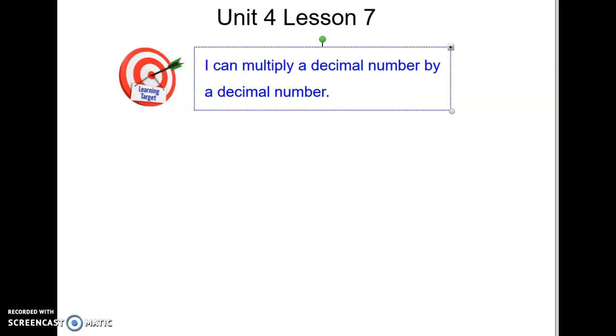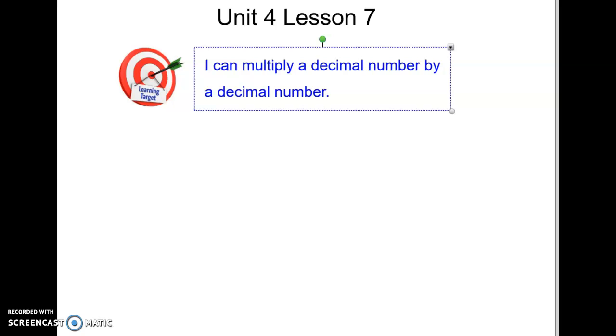We are going to do Unit 4, Lesson 7, and our learning target today is I can multiply a decimal number by a decimal number. Up until now, we've been multiplying whole numbers by decimals, so today we're going to figure out what you do when you have two decimals.